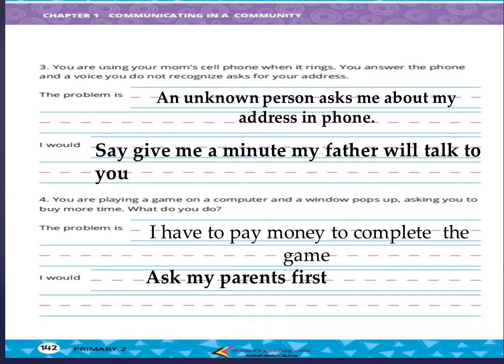The problem is an unknown person asks me about my address in phone.